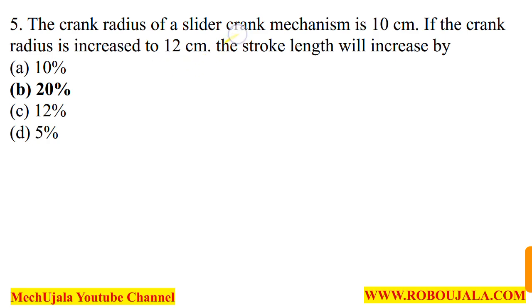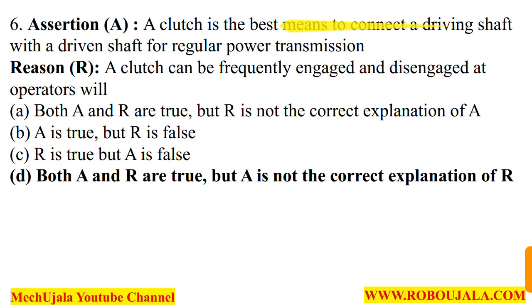So here the radius of the slider crank mechanism is 10 centimeter. Now that is 12 centimeter. So 12 minus 10 is 2. Now divide it by 10 and multiply by 100, we will get 20%. The stroke length will increase by 20%. So that's how we can solve this numerical. This is a very simple numerical.